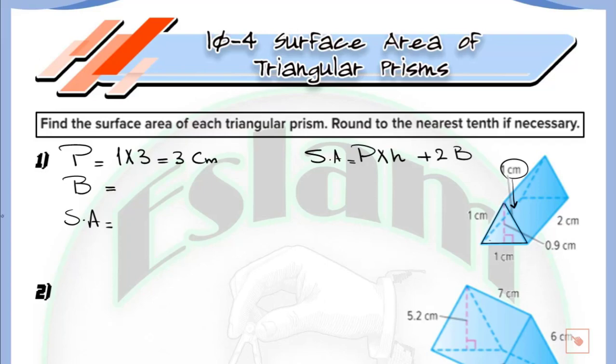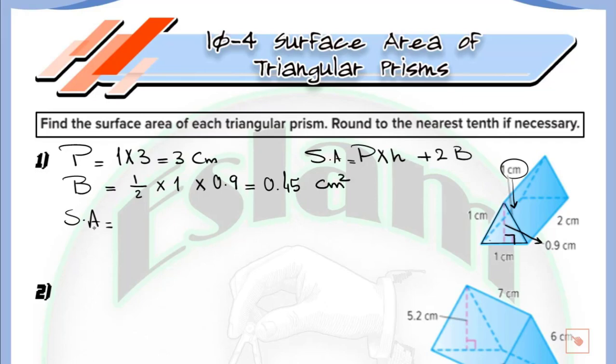Now we need to find the area. The area of the triangle is half times base times height. So that's half, and now we need to find the base and the height. The base now is equal to 1, and the height is the length of the line segment which is drawn from the vertex to the opposite base, which is 0.9. This height must be perpendicular to the base. By multiplying, you will find that the answer will be equal to 0.45. Because we are talking about the area, the answer will be 0.45 squared centimeter.